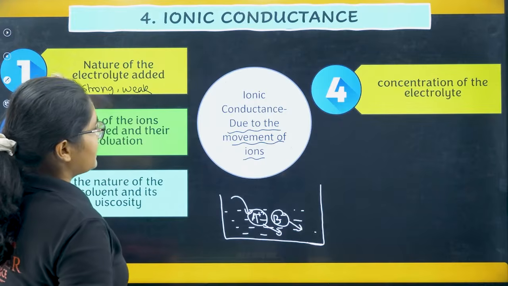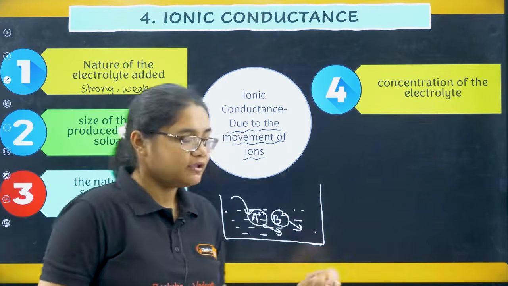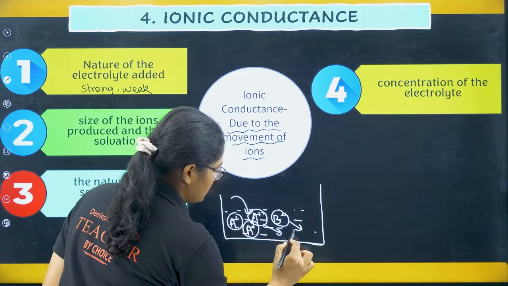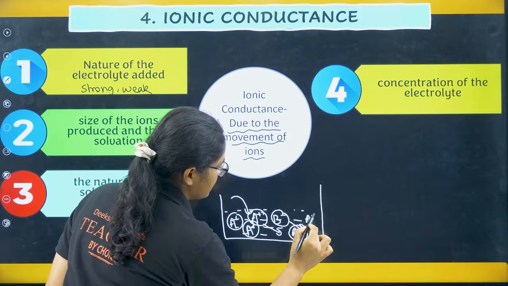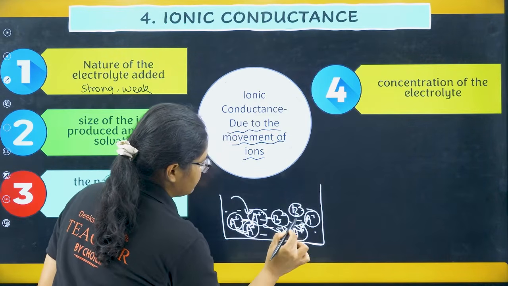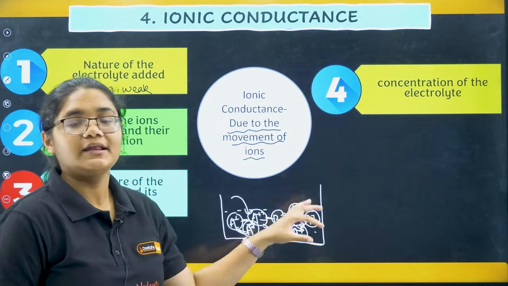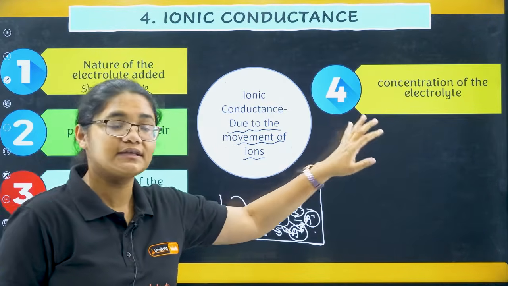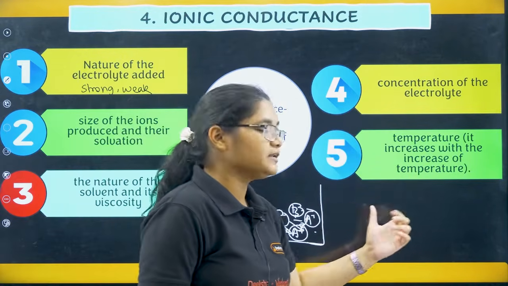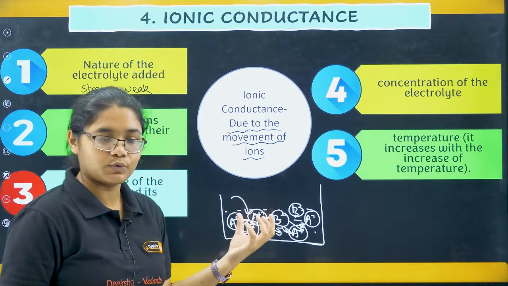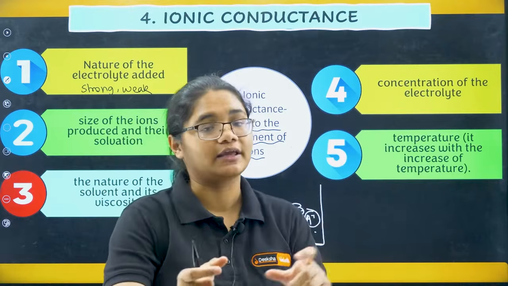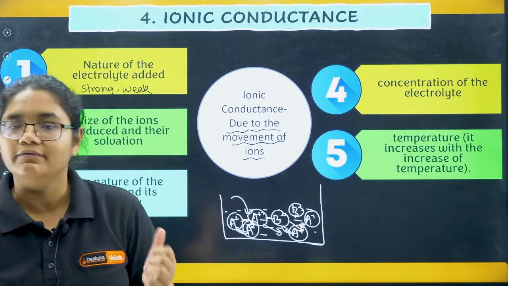Next factor, concentration of the electrolyte. If the concentration is very high, then what will happen? There will be a lot of collisions, a lot of resistance. So there will be less conduction if the concentration is high. Next, temperature. Conductivity increases with the increase of temperature. If you increase the temperature, these ions can move faster, right? They will have an increase in their kinetic energy, they can move faster and the conductivity will increase.